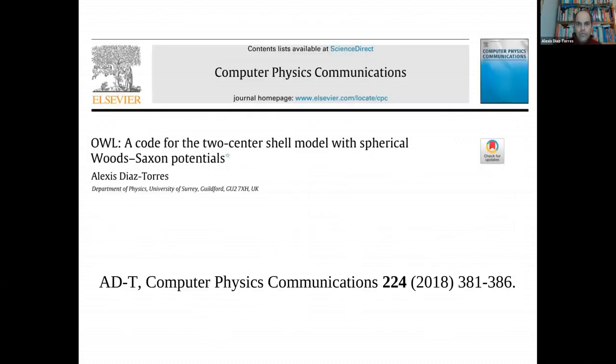And there is a computer code available for the public, which has been recently published in Computer Physics Communications. This code may be useful for calculating two-center states for a spherical Woods-Saxon potential, and this may be useful for applications.